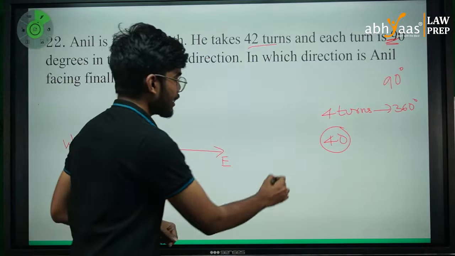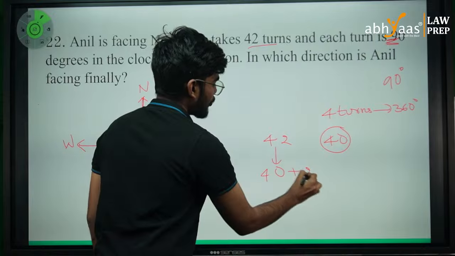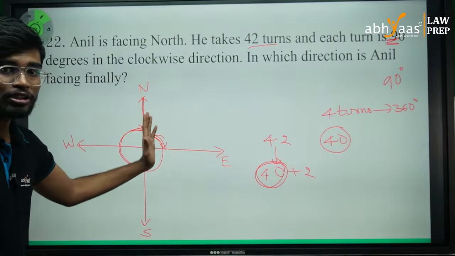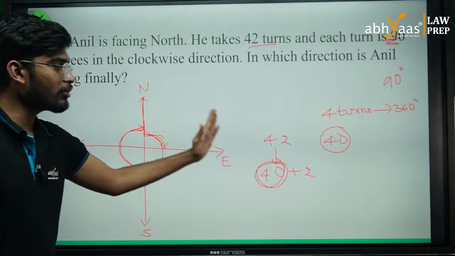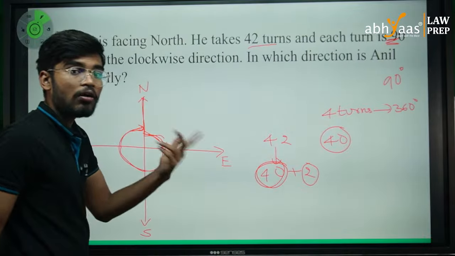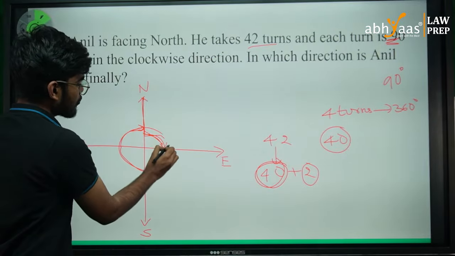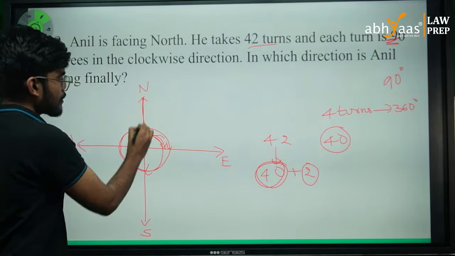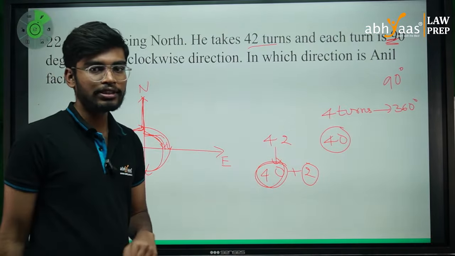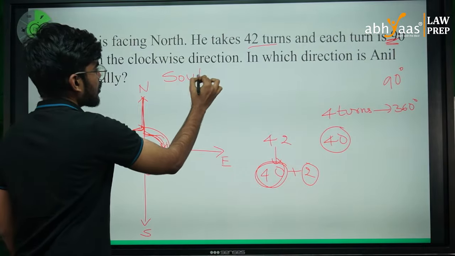42 can be written as 40 plus 2. And for these initial 40 turns, he will be facing towards the same direction because if it is a multiple of 4, it will be in the same direction of north. And after that, you are supposed to add 2. 2 how? In which direction? It is towards clockwise as mentioned in the question. This is 1 and this is 2. So 40 plus 2 and finally he will be facing towards south. The answer for this question is south.